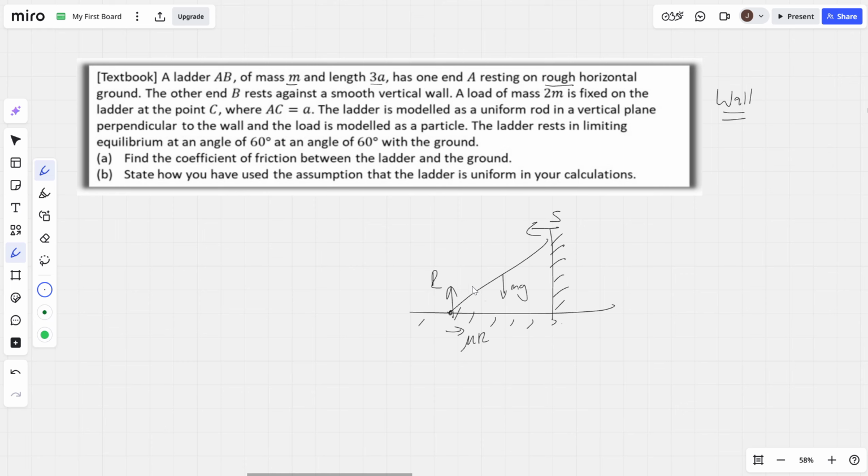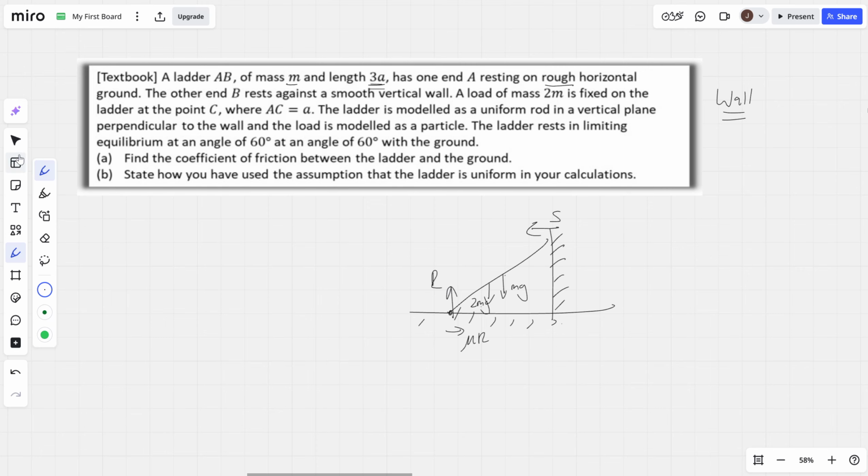So 1, 2, 3, 4. That sort of looks about right. Anything else going on here? A load of mass 2m is fixed on the ladder at AC. So there's something else going down. The whole thing's 3a. This says AC, so it means it's about here somewhere. So 2m is the mass, so there's 2mg. Uniform, yeah, we did that in that diagram, uniform, 60 degrees.